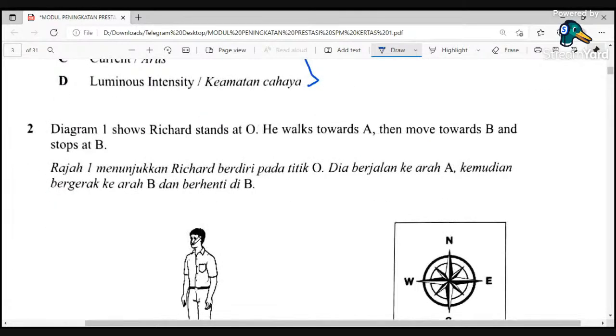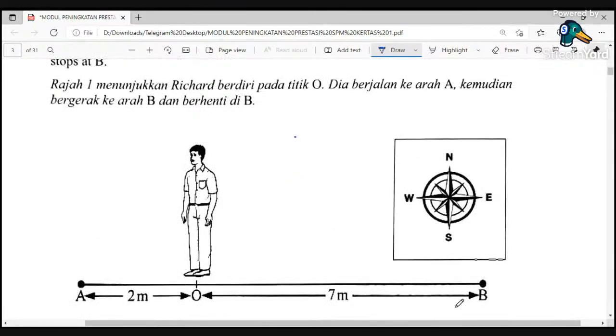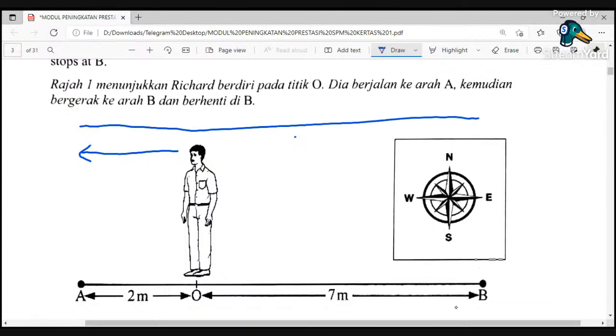Okay, number 2. Diagram 1 shows Richard stands at O. He walks towards A, then move towards B and stop at B. Okay, I will get diagram. Okay, walk to here, to A, this direction, and then reverse direction to B.